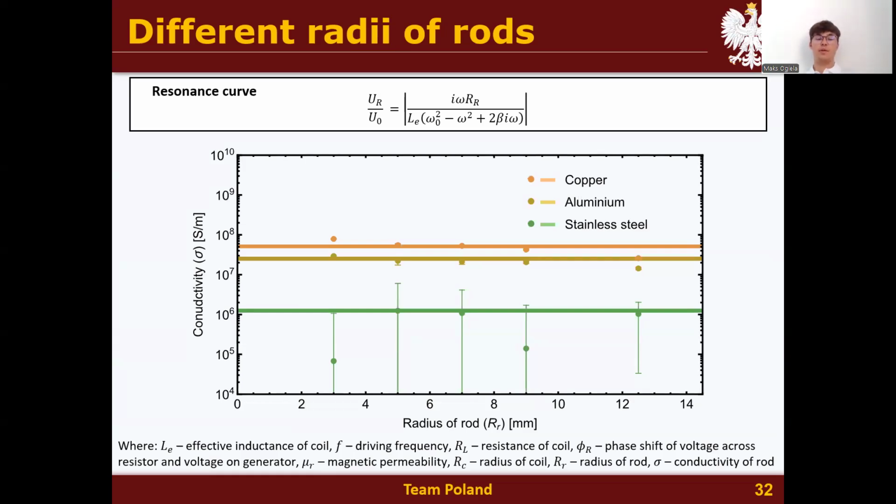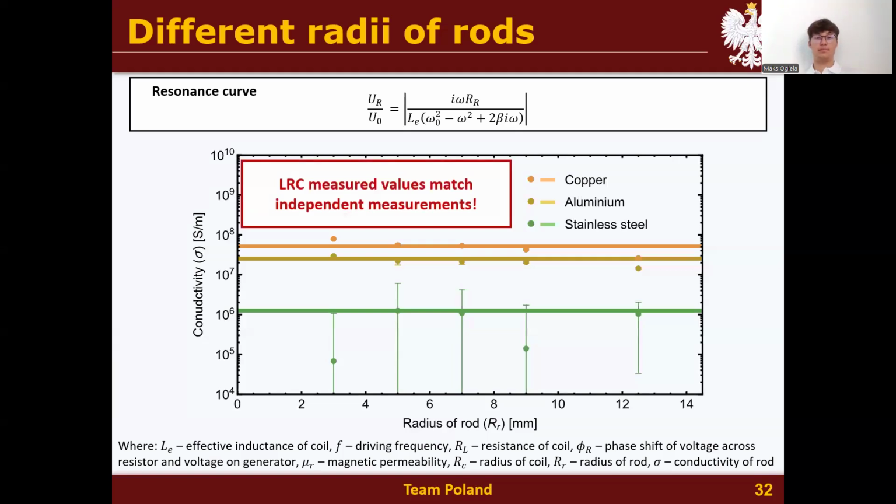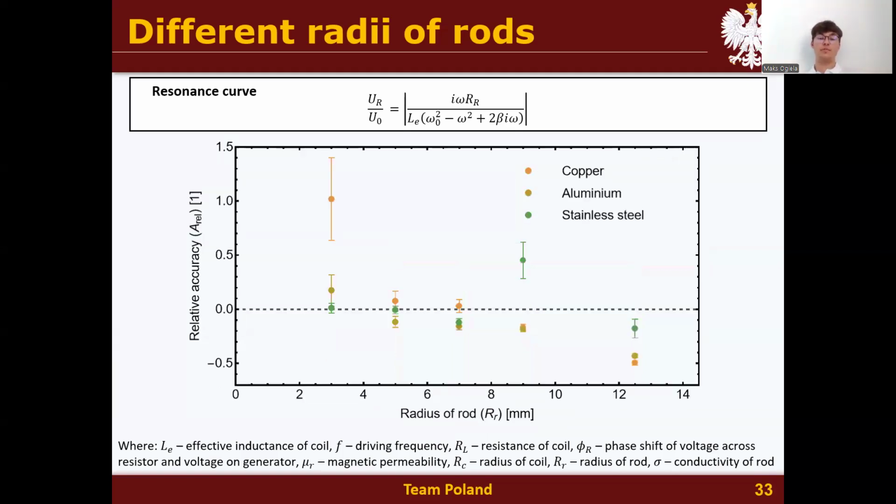Now we can see the comparison of our results from the LRC circuit measurements and from our independent measurements. And we can see that they match pretty well. Here is the same graph presenting the relative accuracy. And we can see that for the medium radius of the rods, we obtained the best results. It is because for the high radius of the rods, our solenoid approximation might not work the best. And for the smallest radius of the rods, the changes caused by the properties of our rods are really small due to the surface of the rod compared to the surface of our coil.